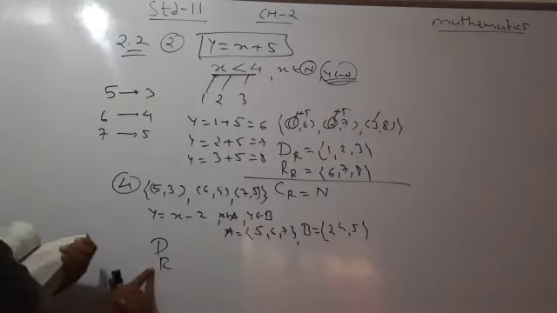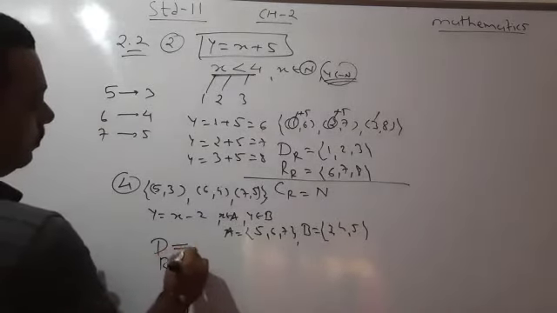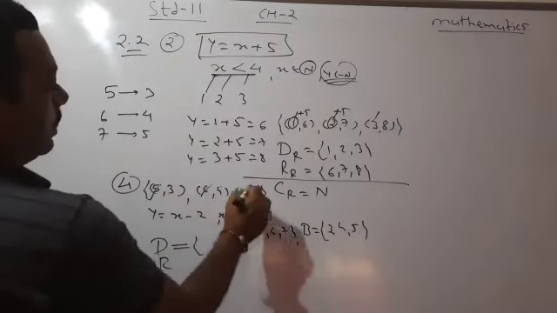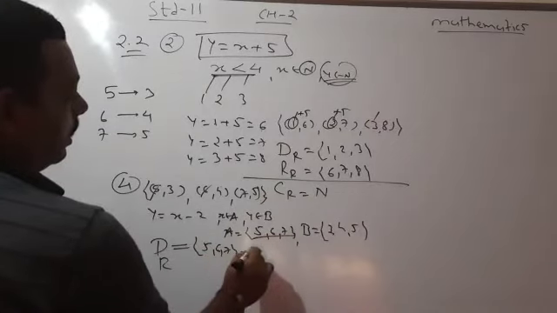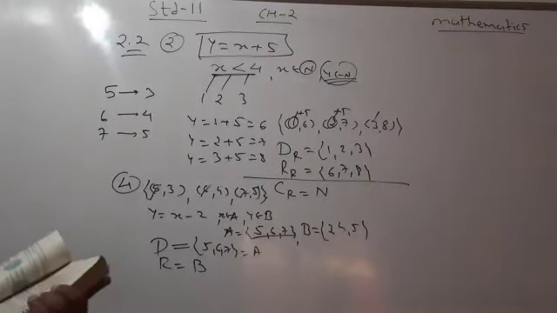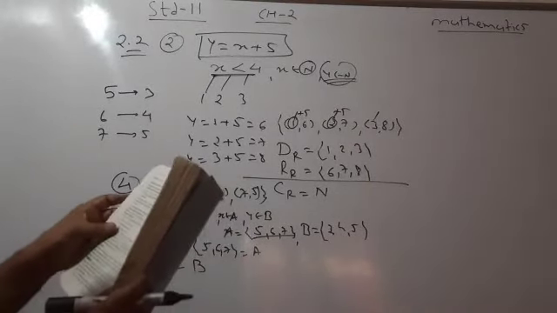Now you have to write the domain and range. The first entries form the domain: 5, 6, 7. So we can directly write A instead of 5, 6, 7, and for the range you may write B. Clear? Okay. Now next question, question number 5.